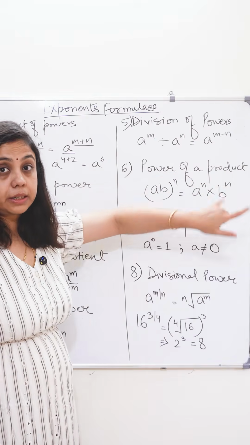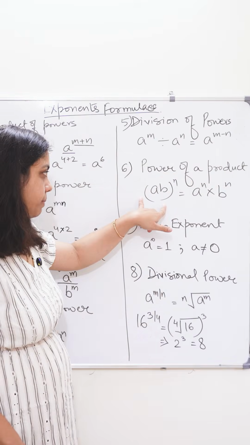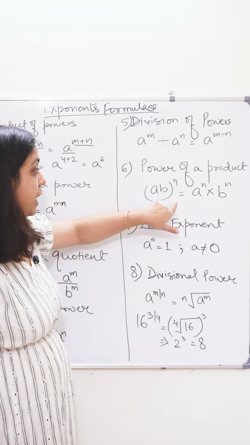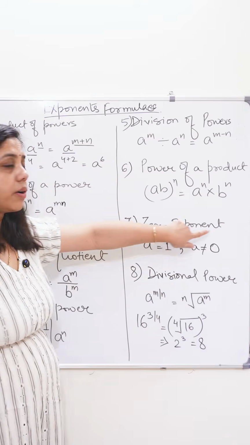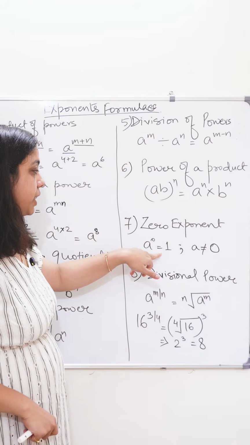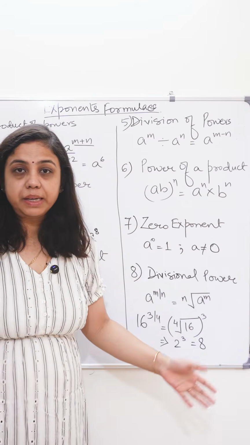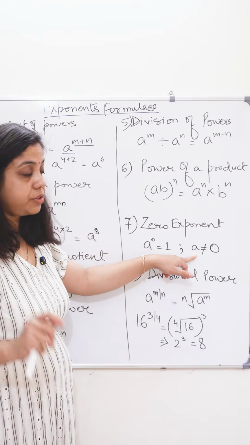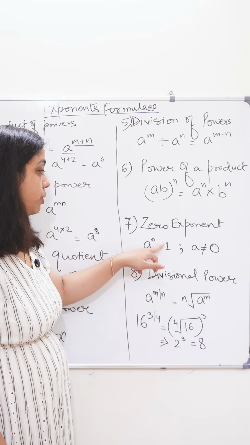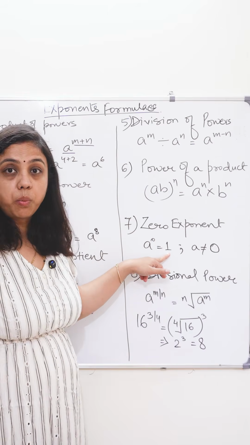Power of a product. If two numbers are in multiplication raised to a single power, it opens up as a to the power n and b to the power n. Zero exponent. A to the power 0 is equal to 1. What does that mean? It means if the base a is not equal to 0 and is raised to the power 0, the answer will be 1.